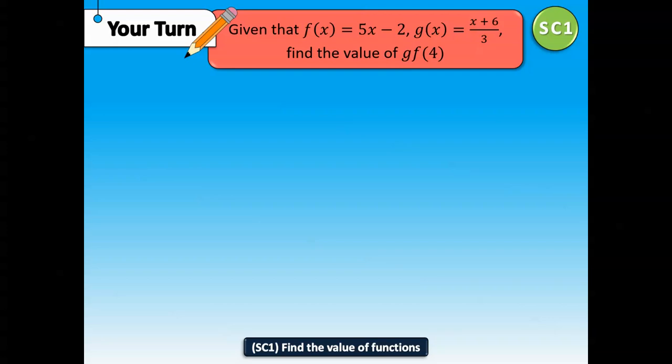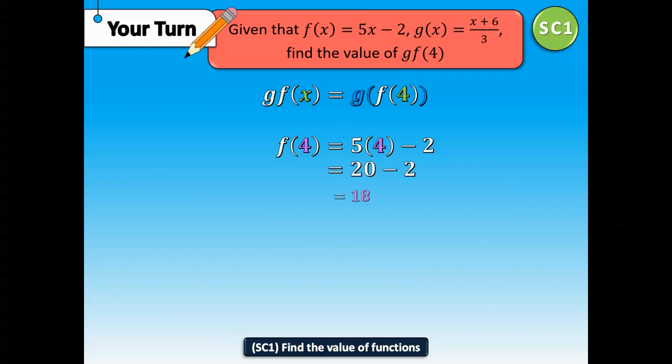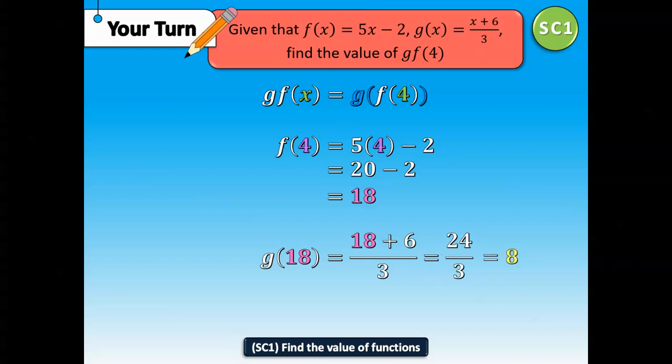So in this question, we want to find the value of g of f of 4. So we substitute it into f of x first. So 5 times 4, and then take away 2, which is 18. And we substitute that answer into g of x. So 18 plus 6 divided by 3 equals 8. So our answer is 8.